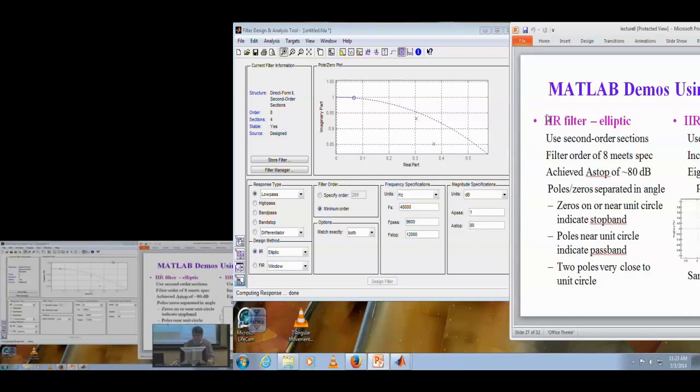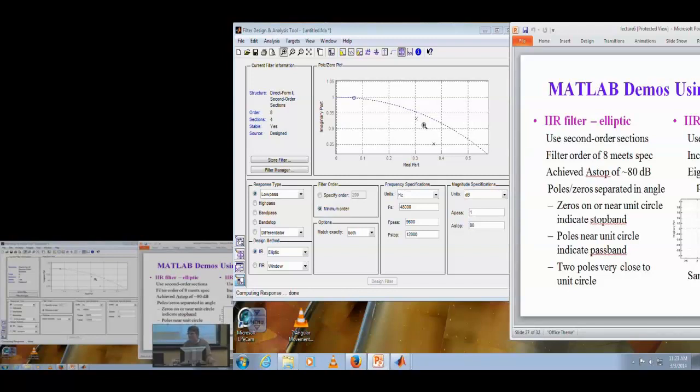What's that? The radius, you say? Well, it's a rule of thumb, but 0.9 is pretty safe. The higher the radius, the more likely that pole would become, after implementation, an oscillator.